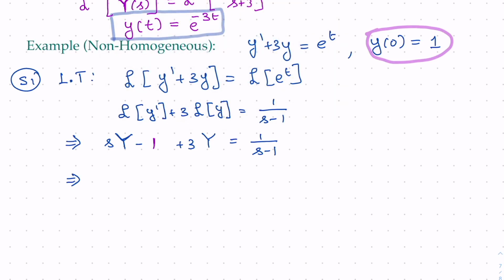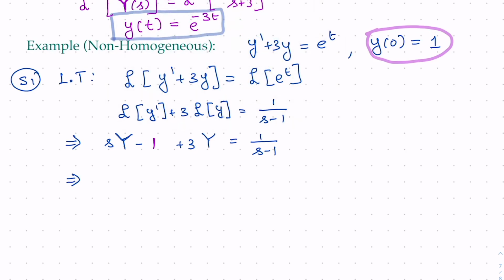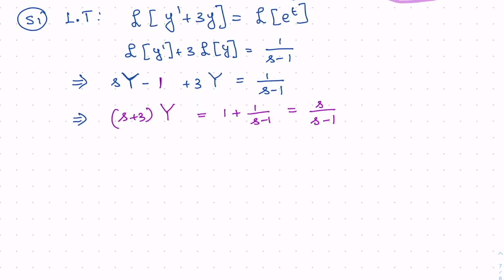And if I simplify this, you would agree with me that I am going to have s plus 3 times the cap Y of s, which I'm going to simply write Y, which would be 1 plus 1 over s minus 1. On simplification, you would agree that this would be s over s minus 1. And so therefore, now we have the solution cap Y in terms of s, right?